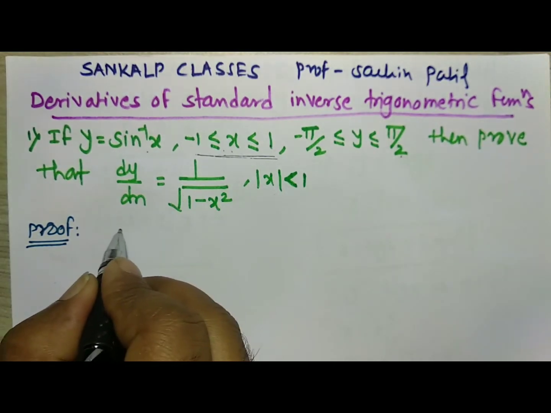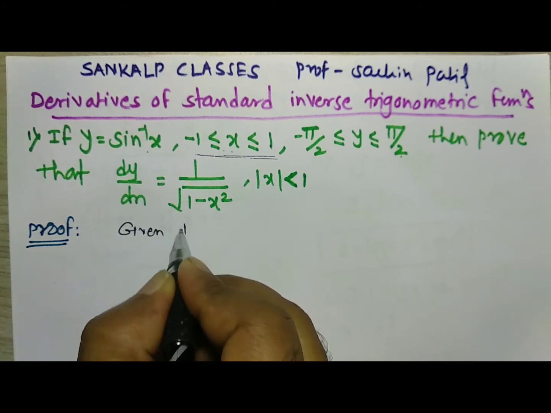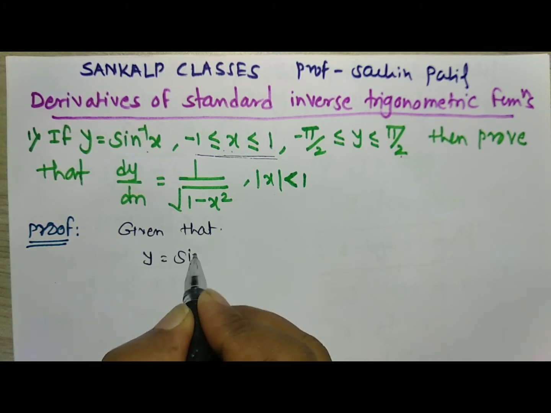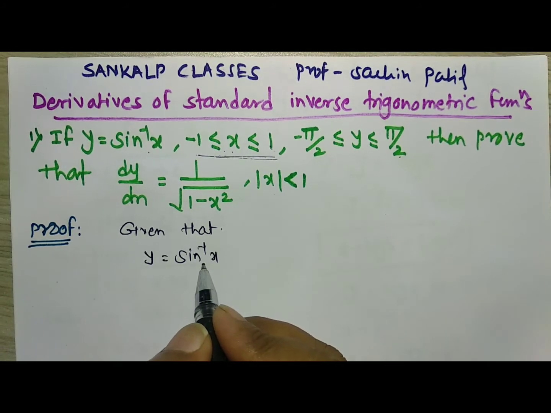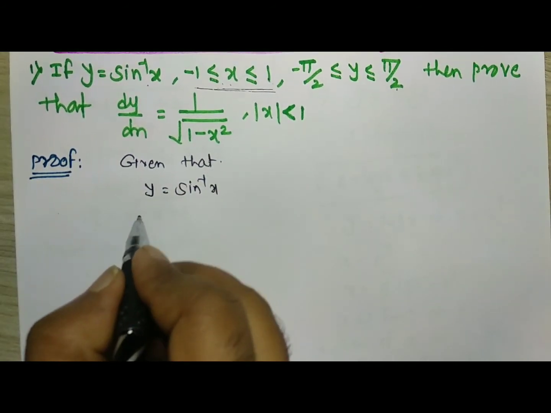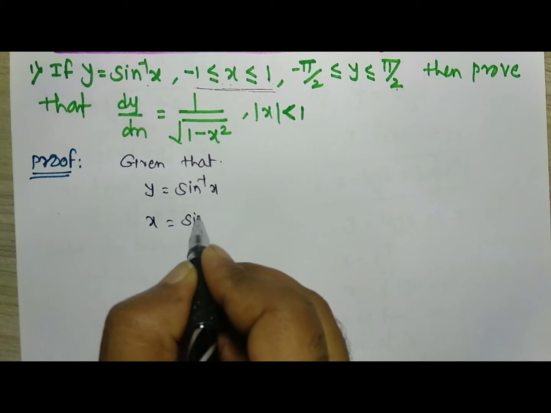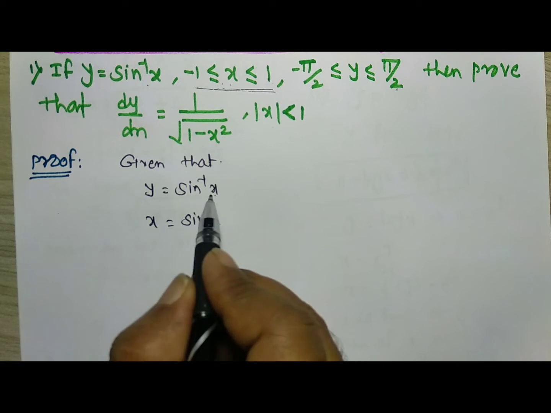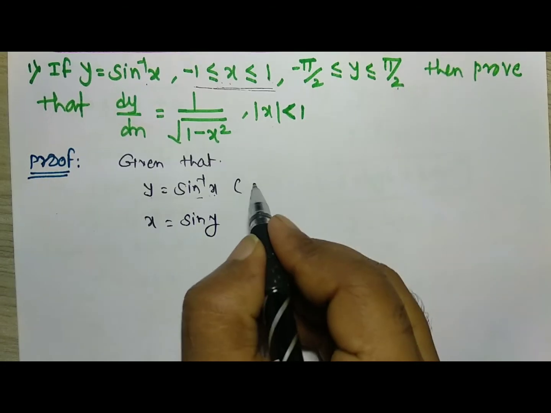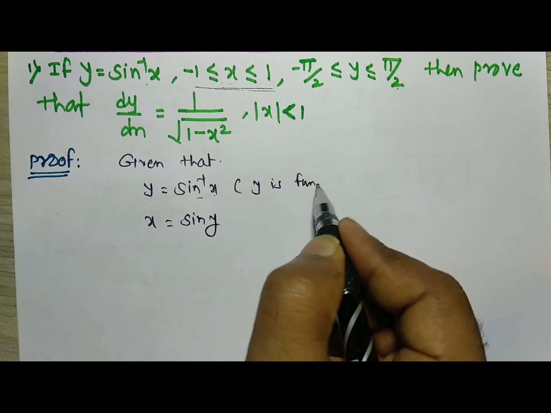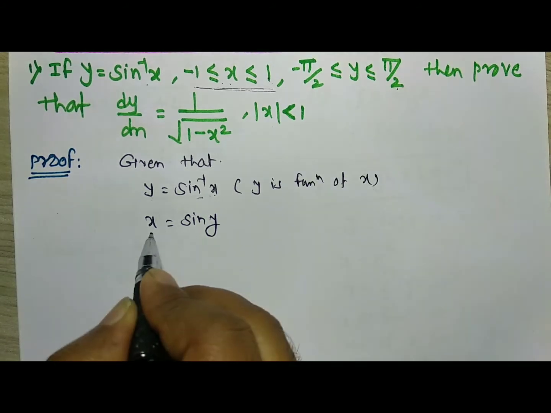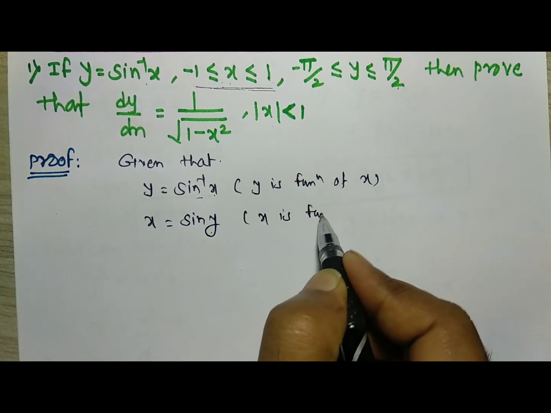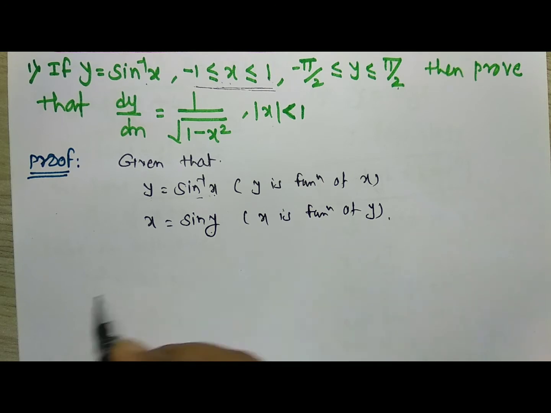Given that y is equal to sine inverse x, that means you will get x is equal to sine y, because we know that y is a function of x. Right now here x is equal to sine y. Inside this consideration, x is a function of y.